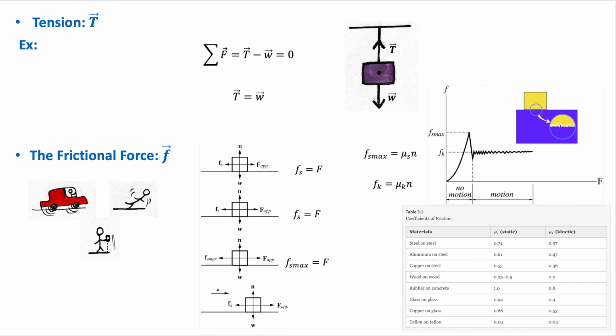As is the case with the normal force, the tension T can take any value depending on the configuration of the system. But let's take this example of a block hanging from the ceiling by a light rope. Since this block is at rest, its acceleration is zero, and if we apply Newton's second law, we get that the tension in the rope is equal to the weight of the object.